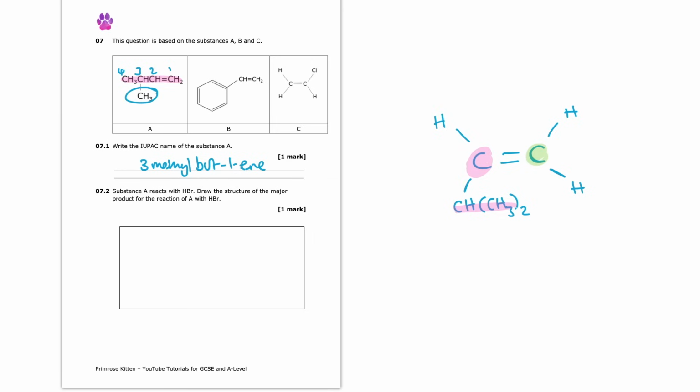So in this case here, my major product is going to have the bromine attached to this carbon, which has the CH3 attached to it. And on the other carbon, that's where the hydrogen will go. So this here is our major product. If they also wanted the minor product, I would just reverse this bromine and this hydrogen, and that would give us our minor product as well if we needed it.